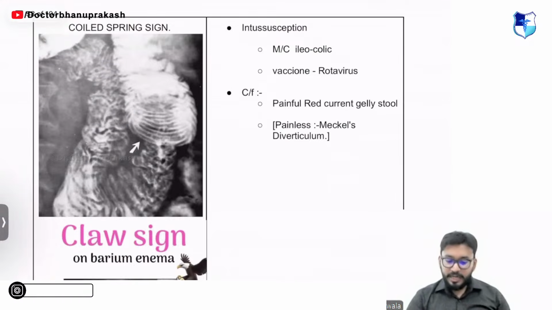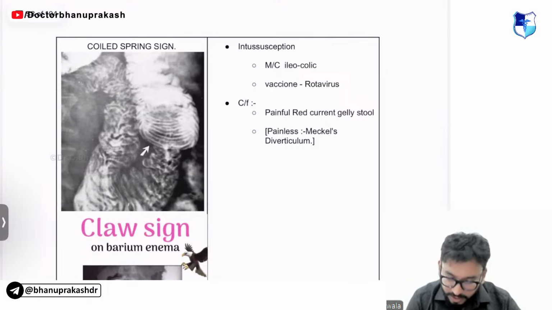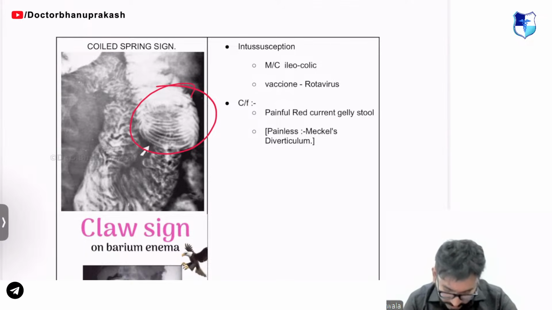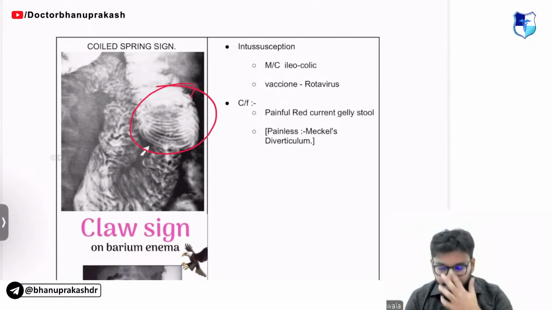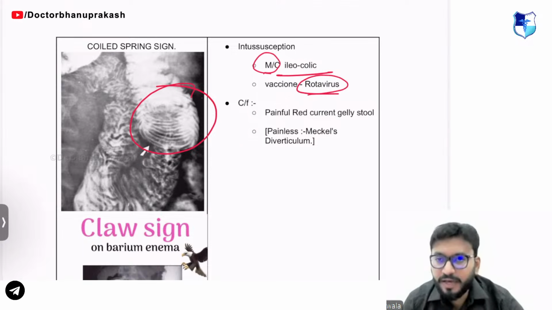Coil spring appearance and claw sign, guys. This is seen usually in intussusception. Can you see this? Coil spring appearance. The most common type of intussusception is ileocolic. Which vaccine is associated? The answer is the rotavirus vaccine.